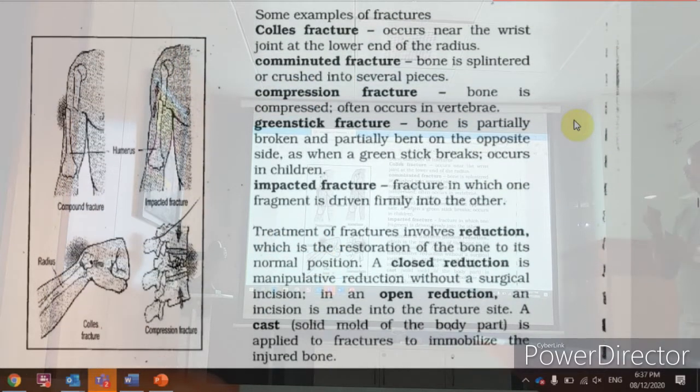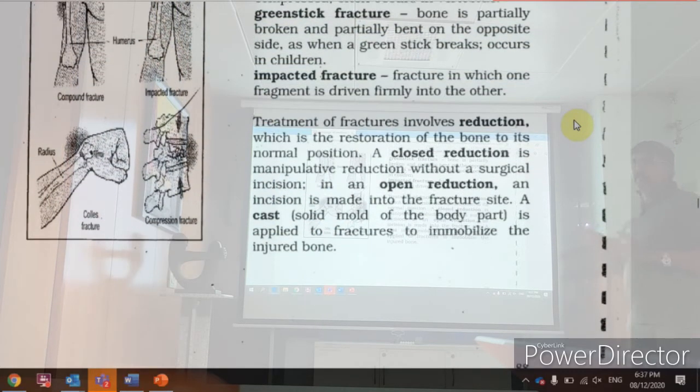Okay, I repeat. Cole's is your wrist. Comminuted is crushed. Compression is because of the impact that it happens. Greenstick is for the children. Impacted fracture is one gone into the other one. One bone is gone into the other one.